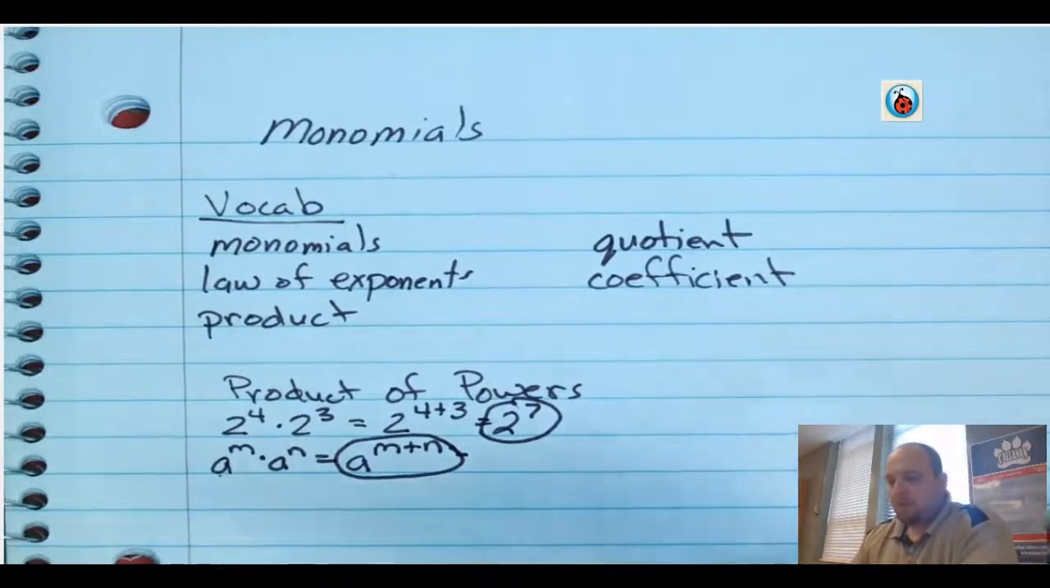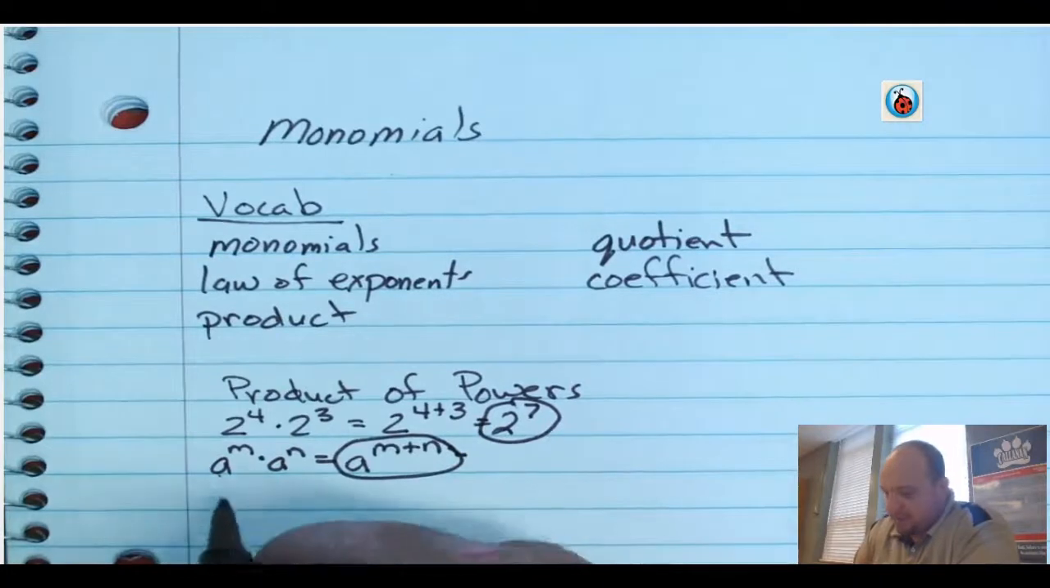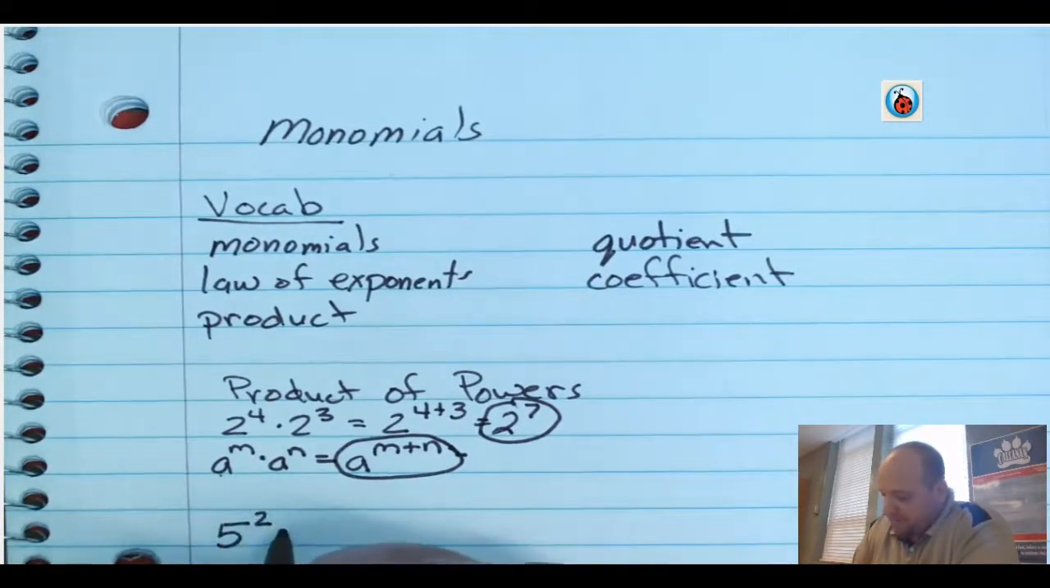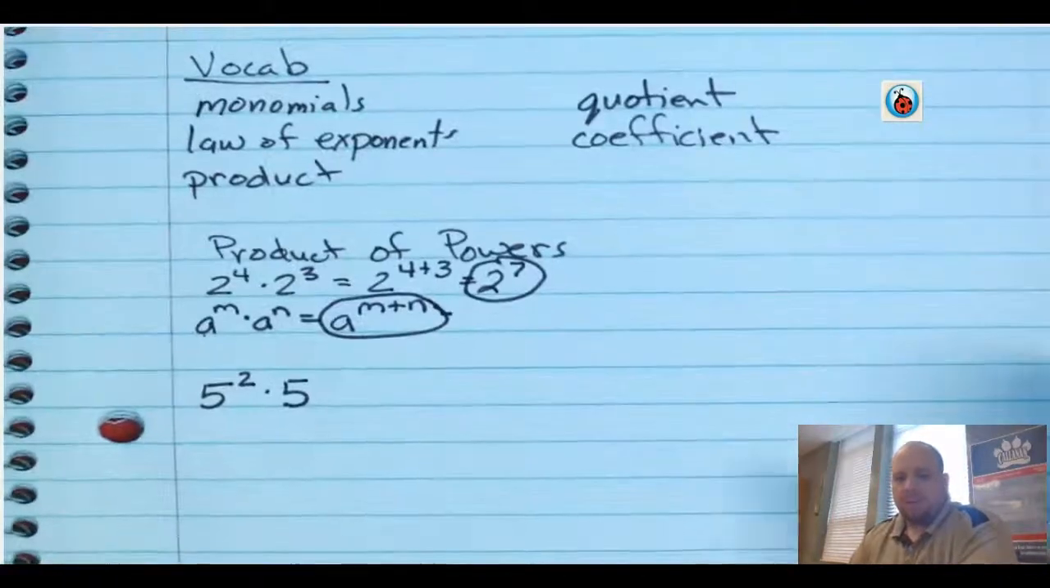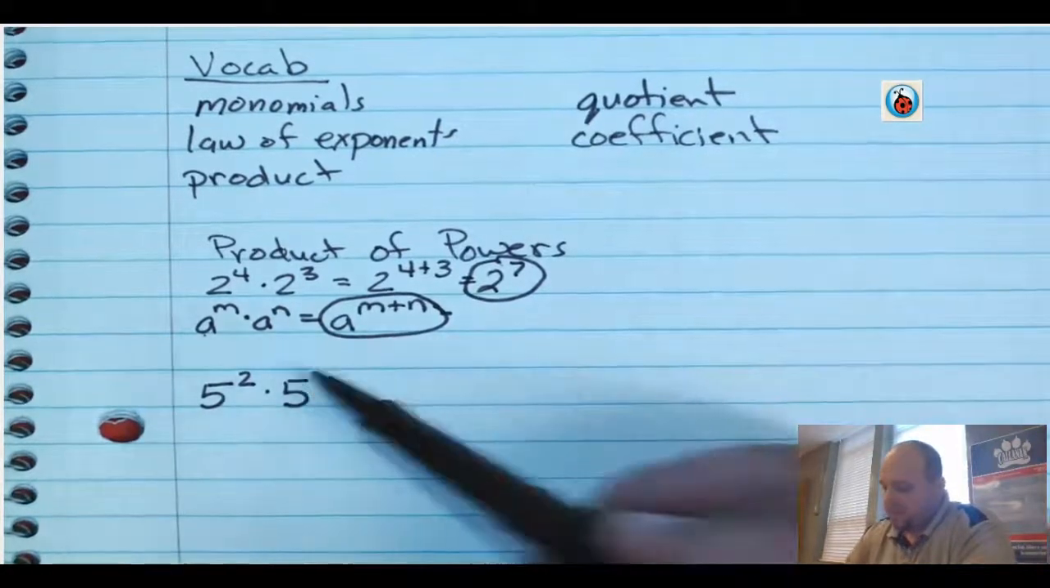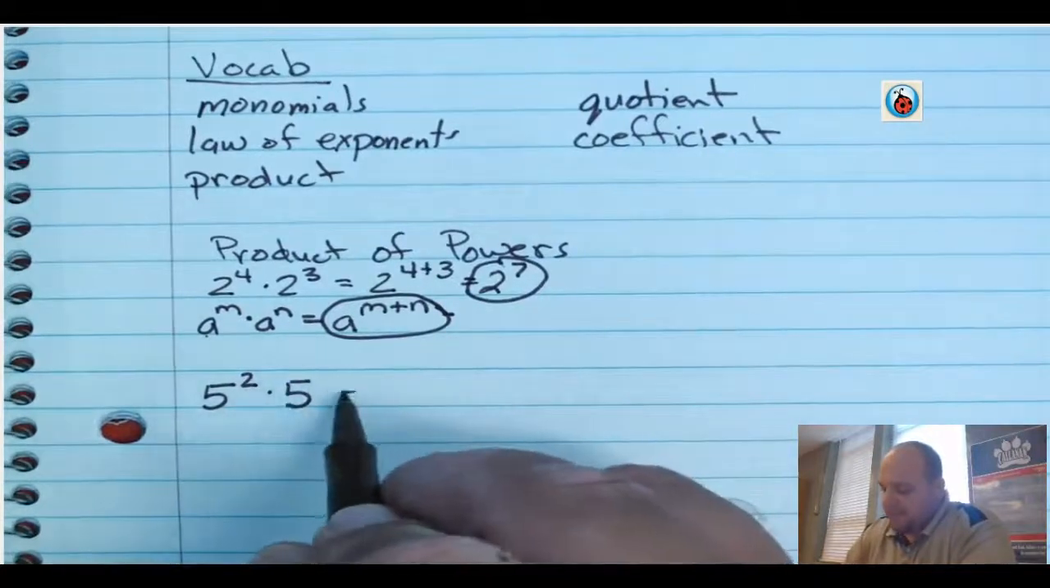All right. So let's see this done with some examples. So the first one I have here is 5 to the 2nd times 5. I notice immediately, this looks a little different. This 5 does not have an exponent on it. It doesn't mean that it has a 0 up there. We actually write that another way.